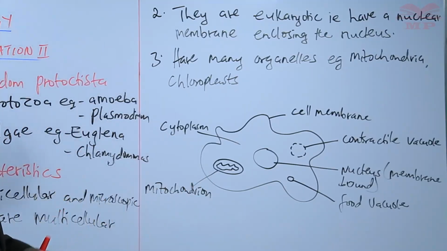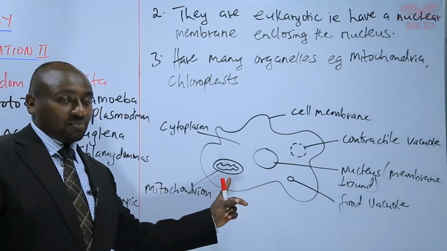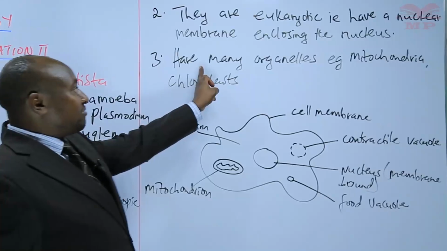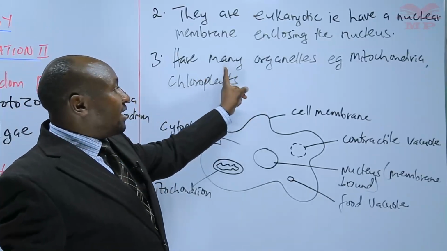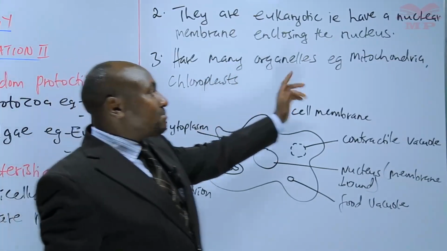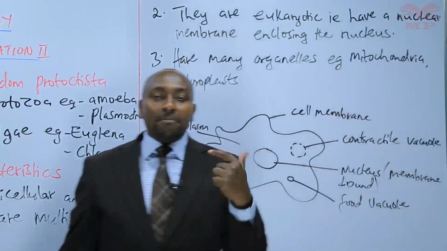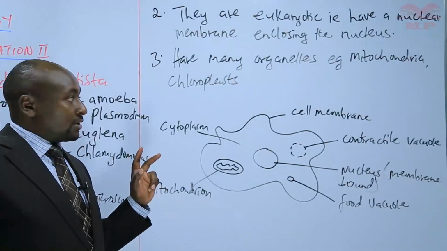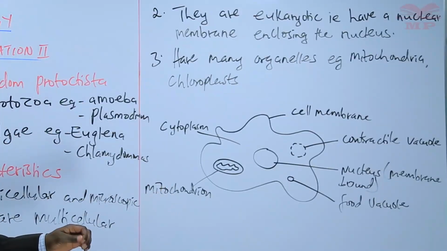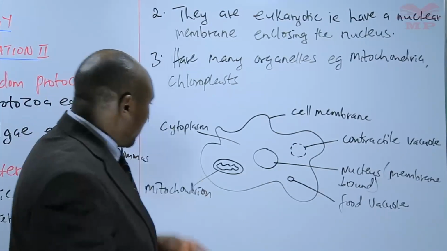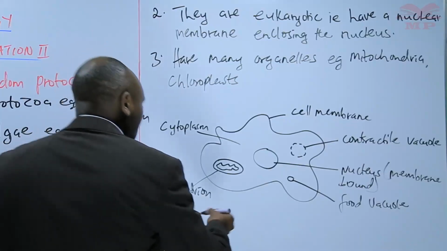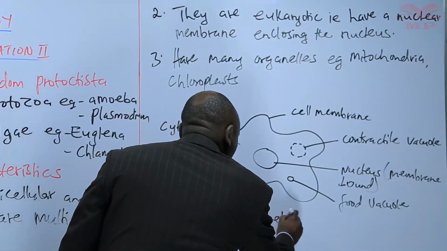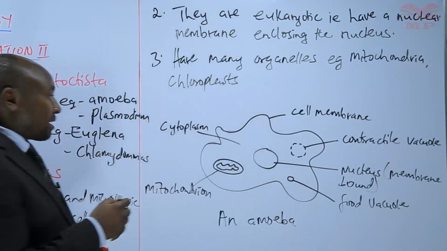Note the mitochondrion is singular. When there are many, they are called mitochondria. So like we have mentioned in point number 3, they have many organelles such as mitochondria. Mitochondria is when there are many. But when it is one, it's called the mitochondrion. A point to note there. So that is it. So this is a structure of an amoeba. That's a general structure of an amoeba.